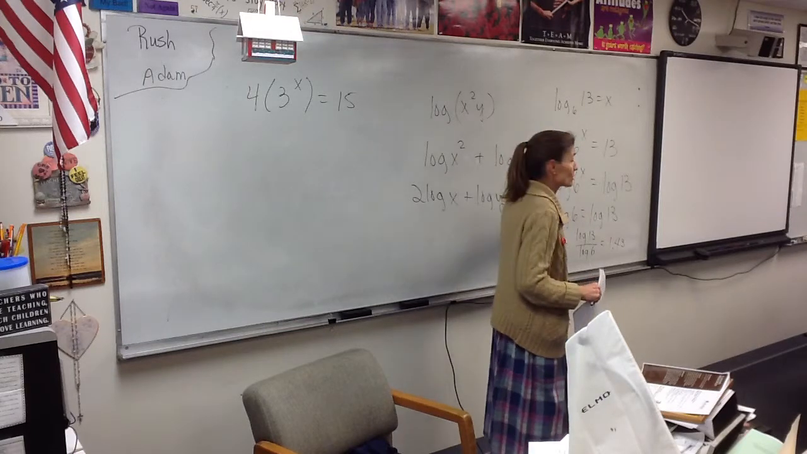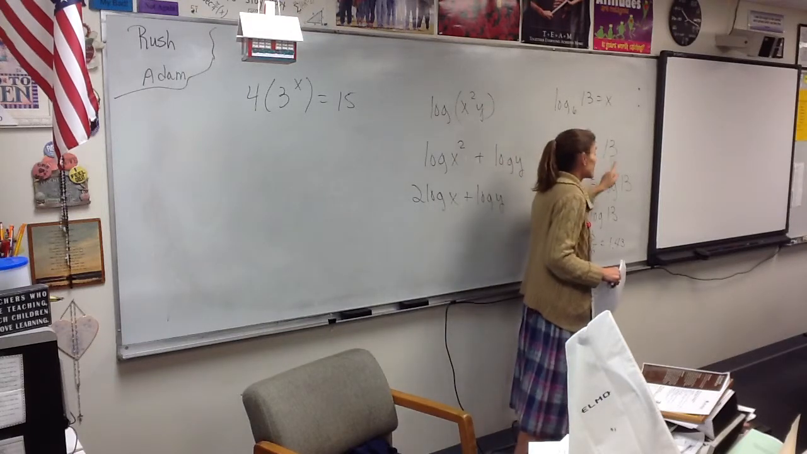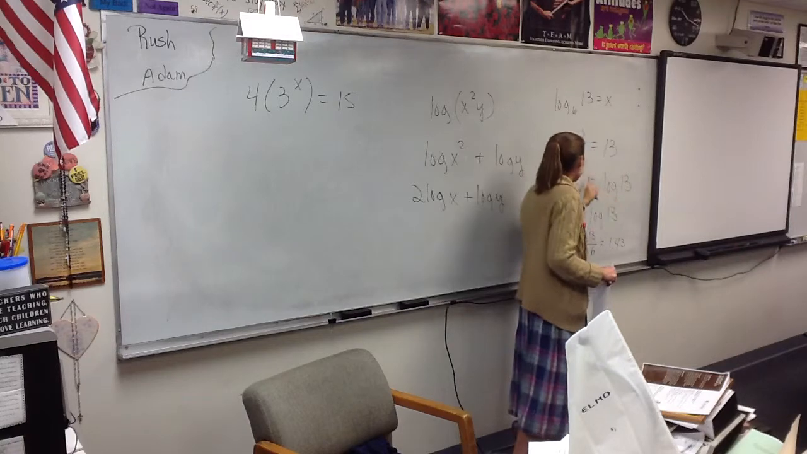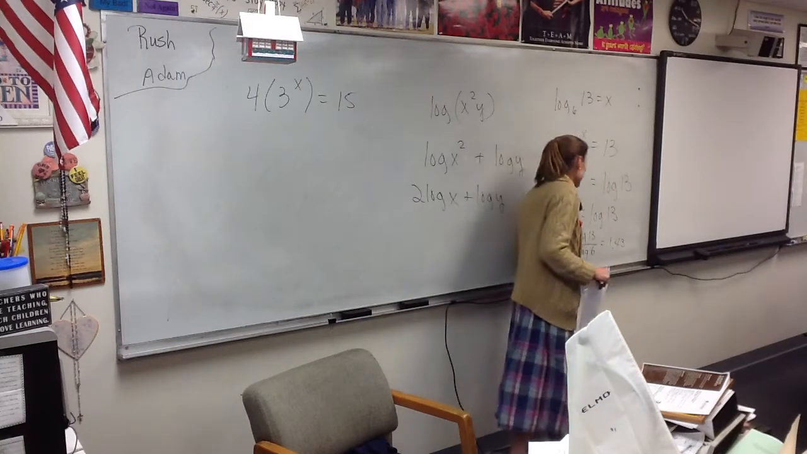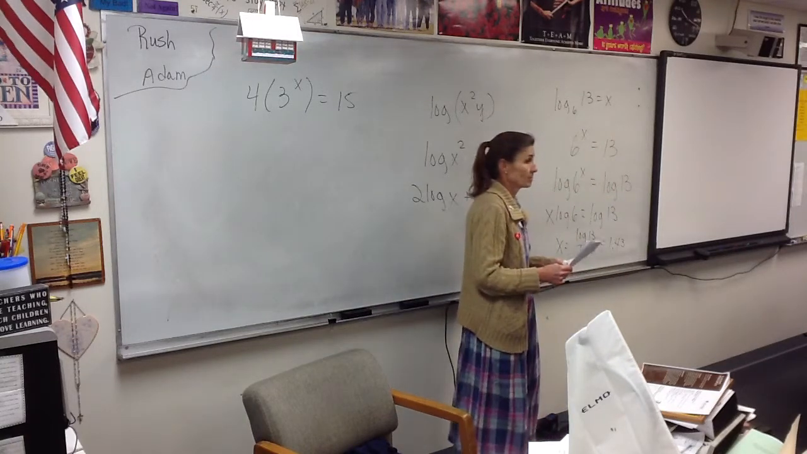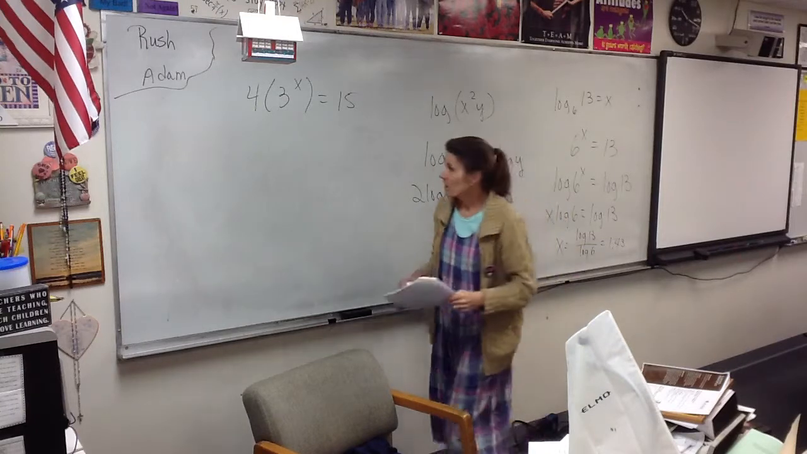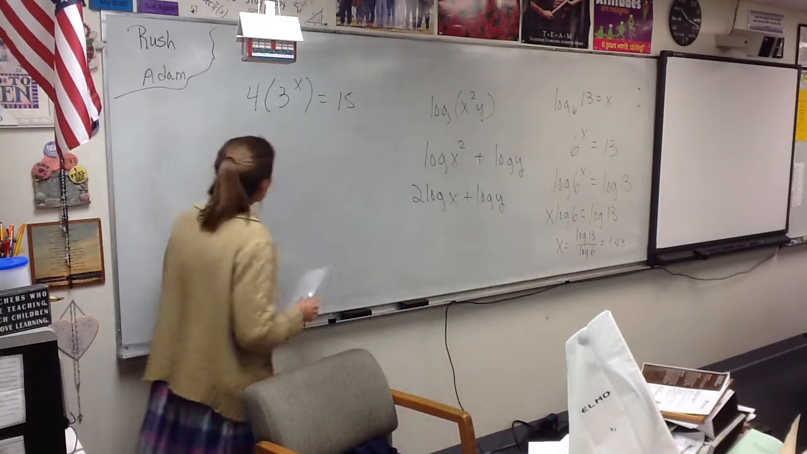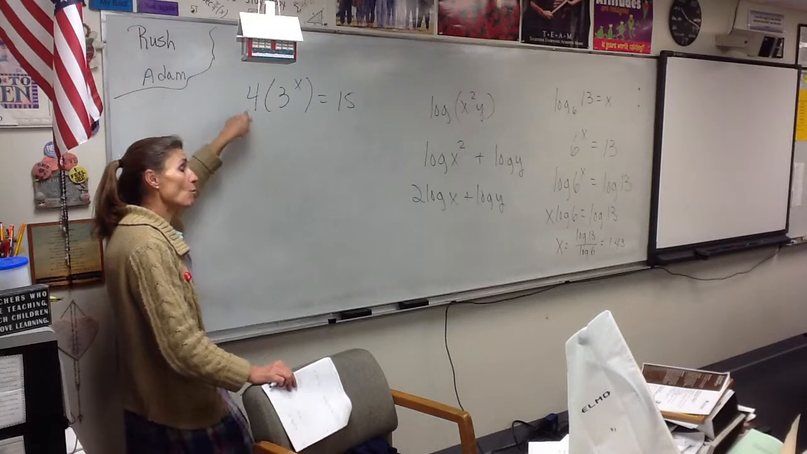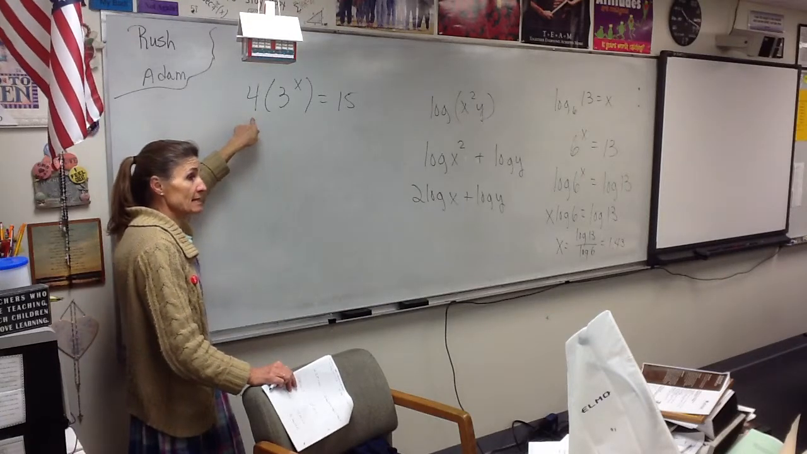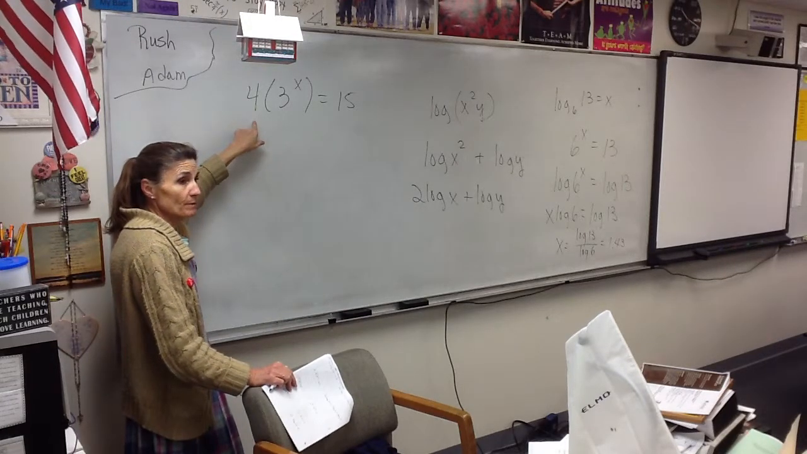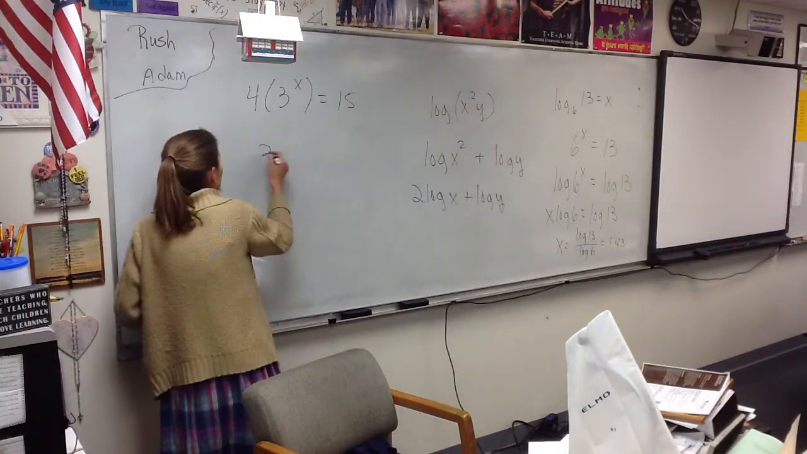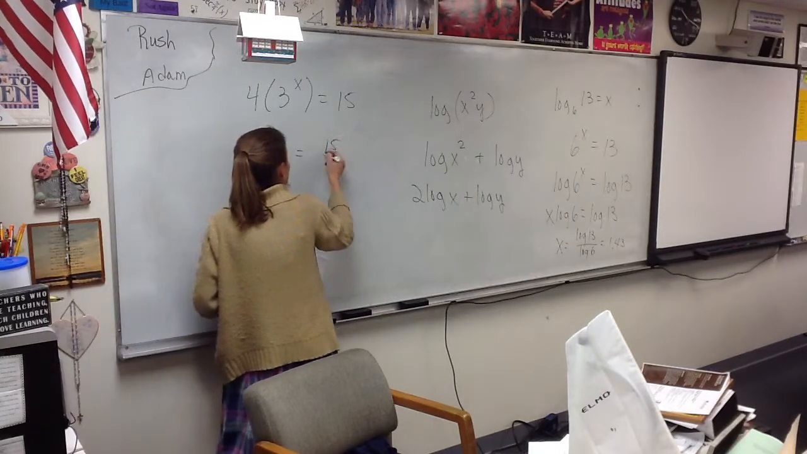Anything here bother you? Step 1, rewrite. Step 2, take the logarithm. Step 3, pull the exponent off. Step 4, divide. All right, here's B. We have already done a problem that looks like this. What is step 1? You've got to divide by 4. So 3 to the x equals 15/4.